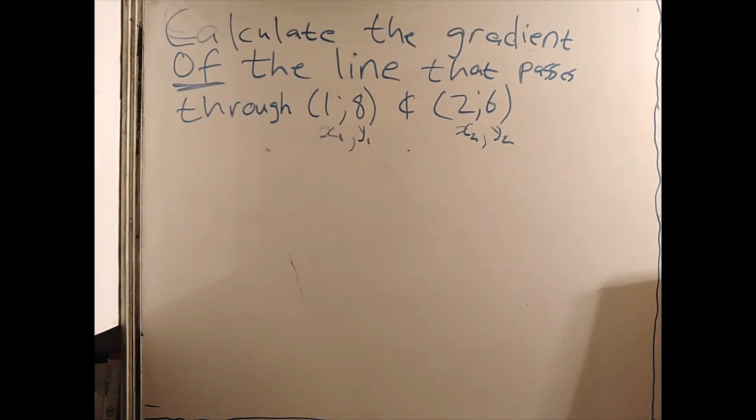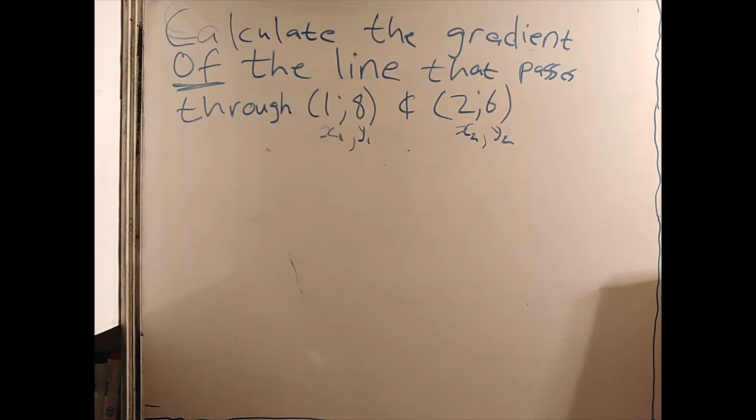Now, ladies and gentlemen, whenever you are calculating the gradient of a line that passes through any points, the only thing that you should do is to pick any 2 points, just 2 points, it does not matter which. When you pick those 2 points, you identify the x and the y of the first point, and the x and the y of the second point. And then what do you do after that? You write the formula for the gradient. Now, what is the formula for the gradient?